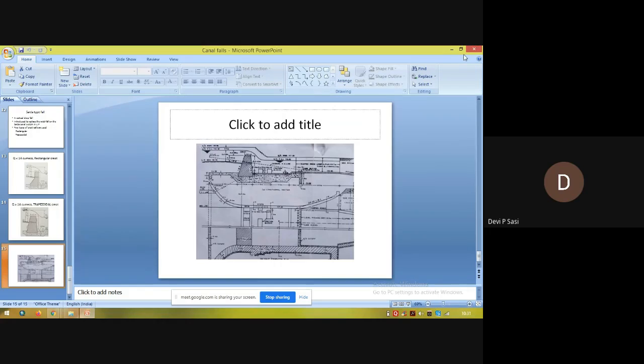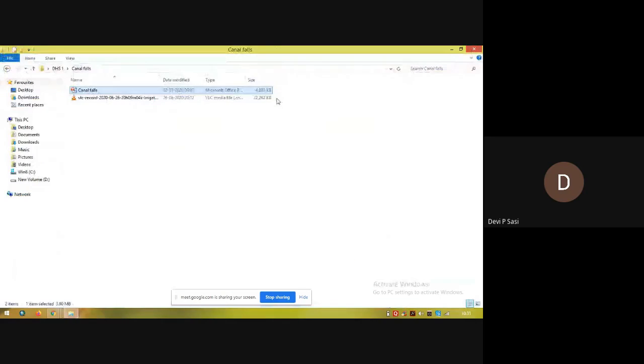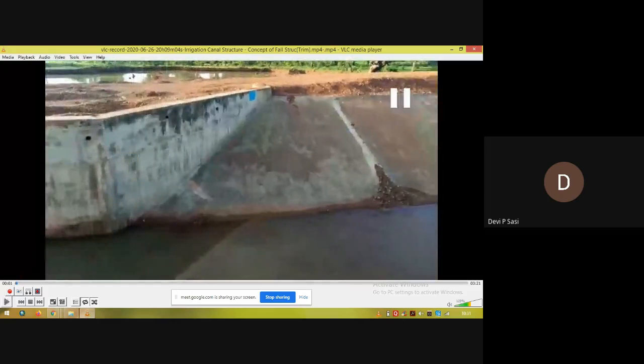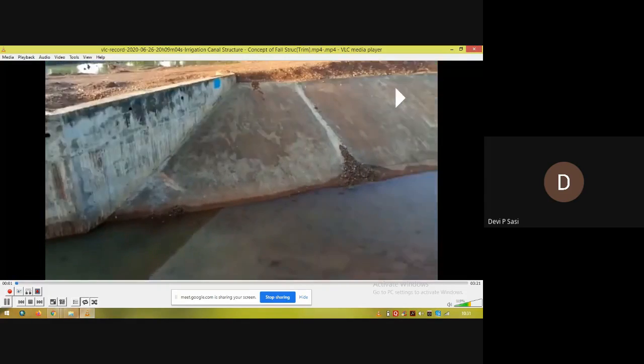Okay, now we can watch a video which provides you more information about a canal fall. So all of you please watch the video, okay? In the video you can see the upstream region, downstream region, the crest segment as well as the upstream wing walls.